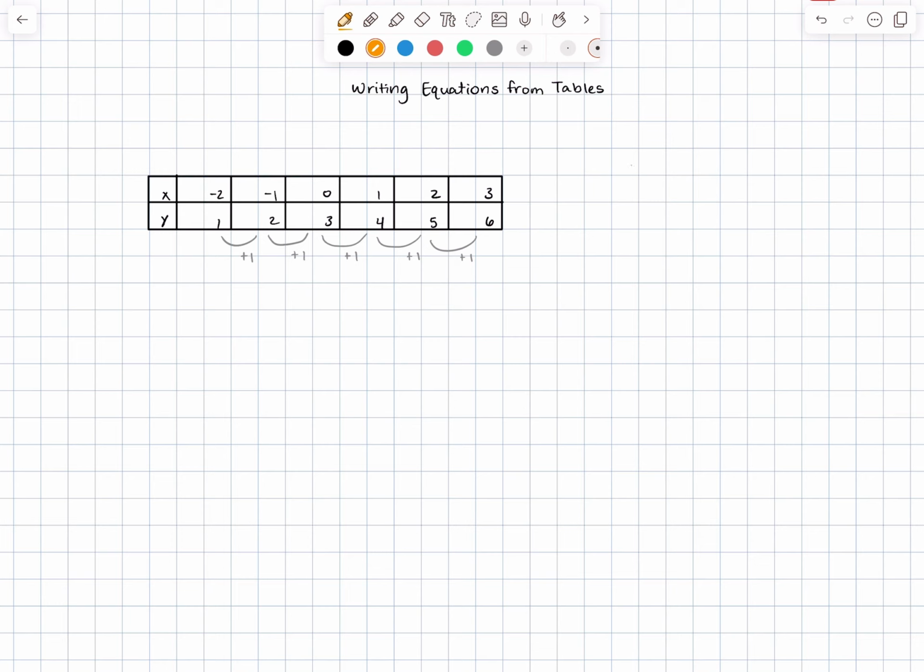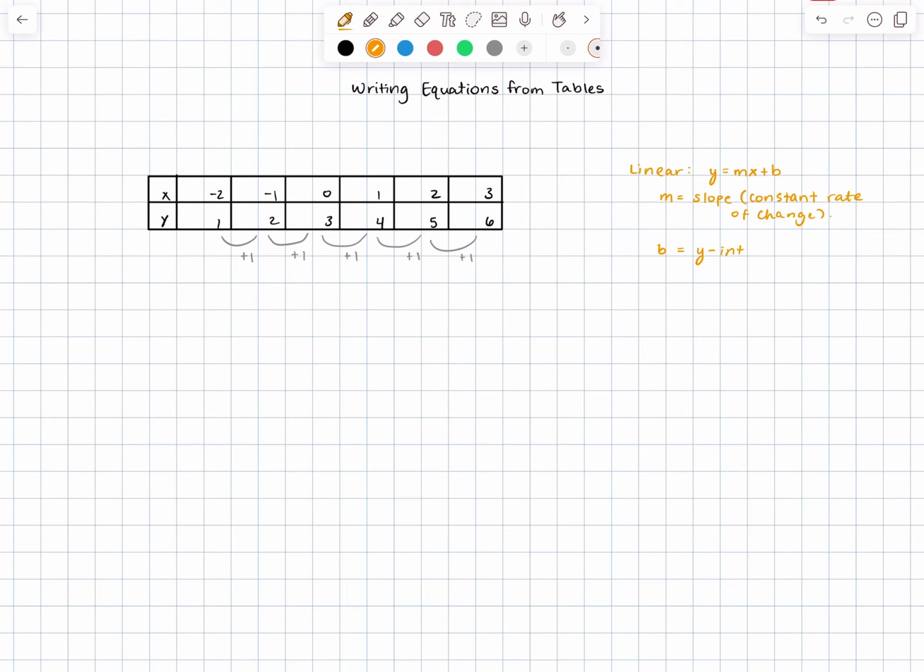A linear function has the form y equals mx plus b, where the m is my slope or the constant rate of change, and then my b value is my intercept, y-intercept to be precise.